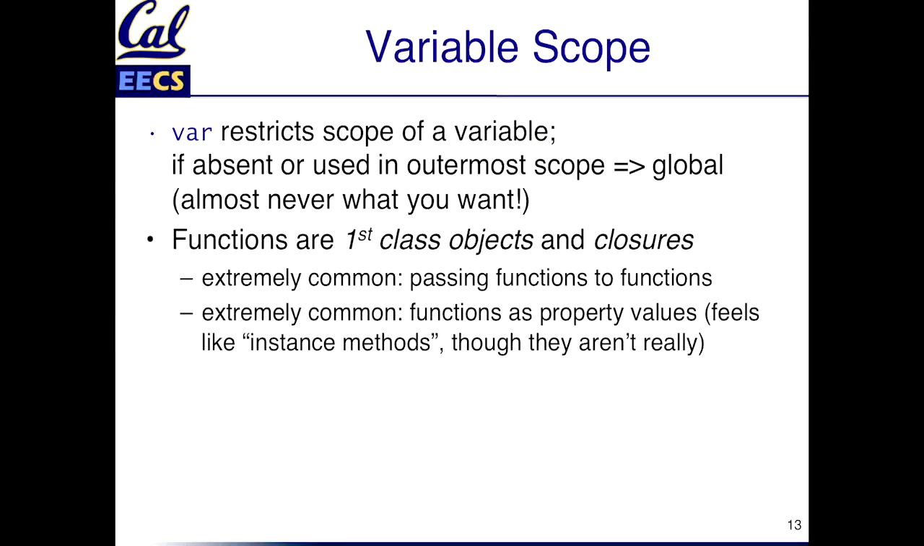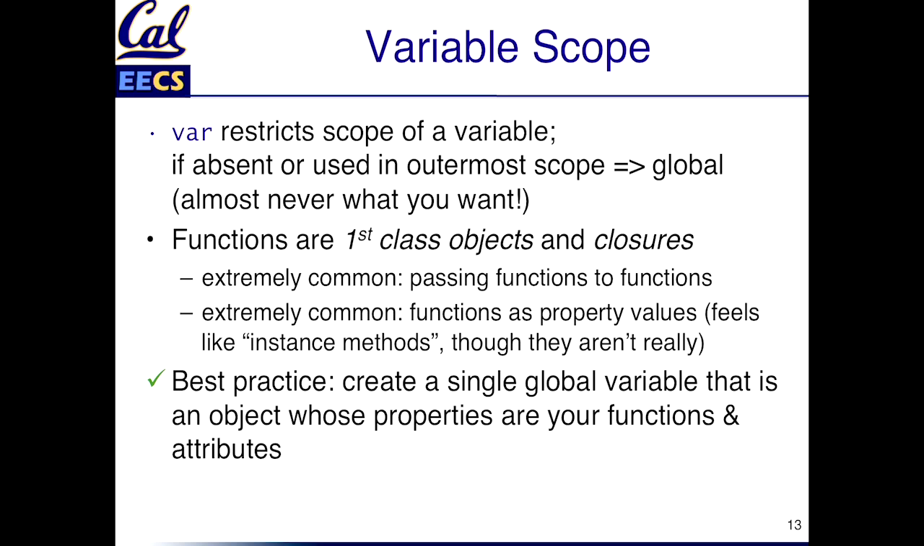So if you put these things together, a very common pattern in JavaScript is passing functions to other functions. And a very common pattern is to have functions as property values. So having an object, some of whose property values are actually functions. And you'll see that they look and feel a little bit like instance methods. Although, again, I don't want you to fall into the habit of thinking in terms of classic inheritance and classes.